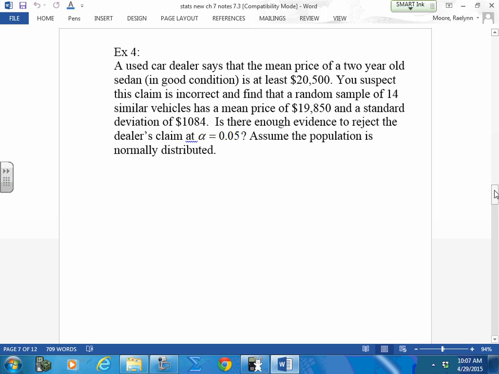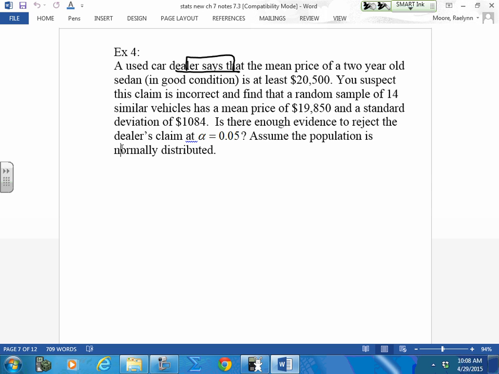Okay, so let's take a look at this. A used car dealer says that the mean price, again the mean is your mu, of a 2-year-old sedan in good condition is at least $20,500. You suspect this claim is correct, and you find a random sample of 14 similar vehicles that has a mean price. There's your sample information. They have to tell us that the population is normally distributed because n is less than 30. But we're going to pull out your same information. So let's take a look at your claim.